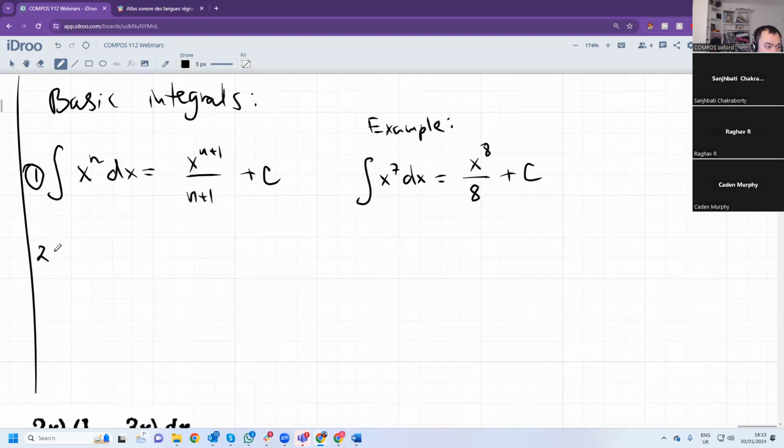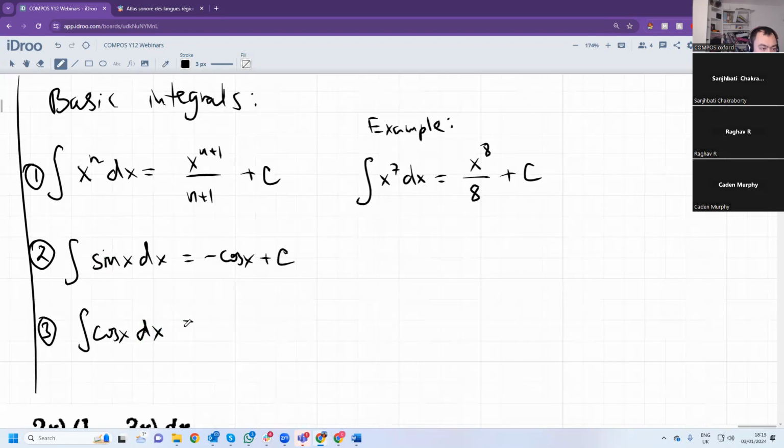The second integral: the integral of sine x dx is minus cos x plus c. You don't need an example, it's just a given. Third, the integral of cos x dx is equal to sine x plus c, where c is any real number. It could be any number, so we just call it a constant.